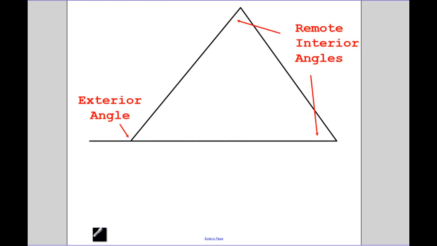Okay, so in a triangle, if you extend one side of the triangle, so I've extended this side of the triangle, this angle here is an exterior angle. The other two angles, not the angle that's a linear pair with it, the other two angles are remote interior angles. So those two angles are remote interior angles to that exterior angle.